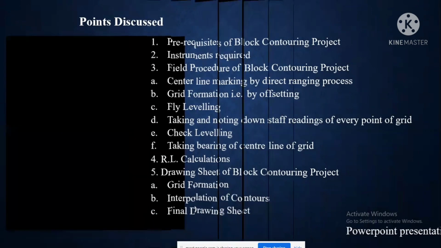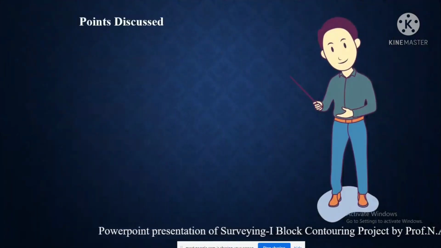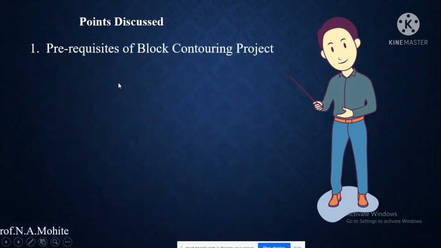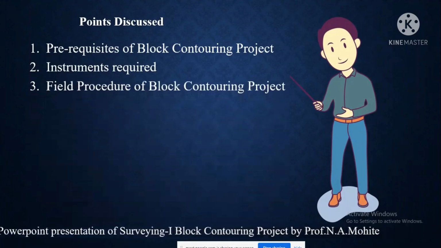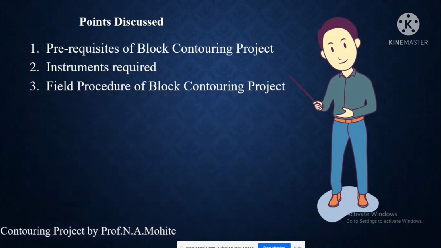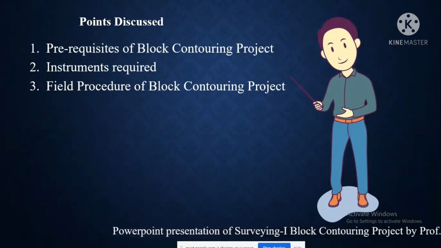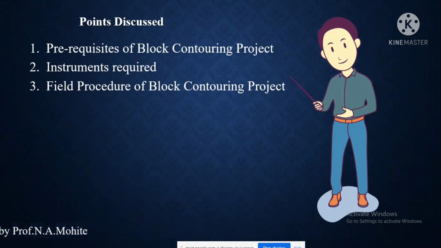But out of that, we are going to see first the introduction, that is the field procedure, what we are supposed to do. That is, what are the prerequisites before conducting the block contouring projects, what are the instruments required, and what is the field procedure. So that when we know all these terms, we will have a field procedure, and then we can go for drawing the sheet. So we will see one by one.